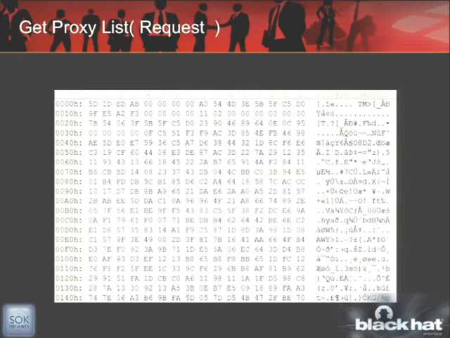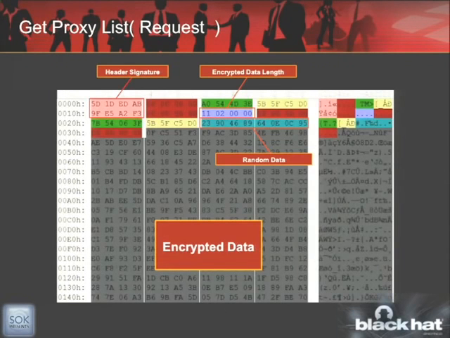Here is the data sent to the proxy server to get the proxy node updates. We don't see the fixed header signatures in the first 2 bytes, right? But there are still header signatures there, in the first byte and the fifth byte. And the right part, the zeros, is still hard-coded. After that, it's the encrypted length and some random data appended, and after that, it's the encrypted data.